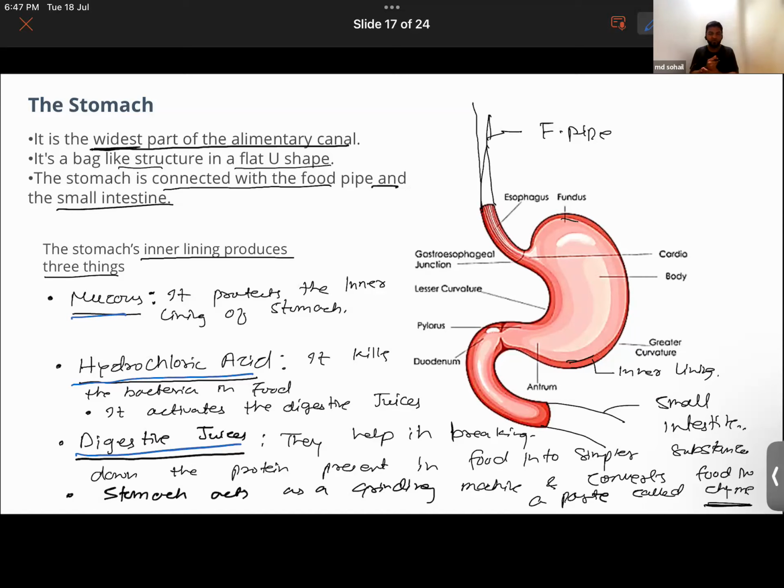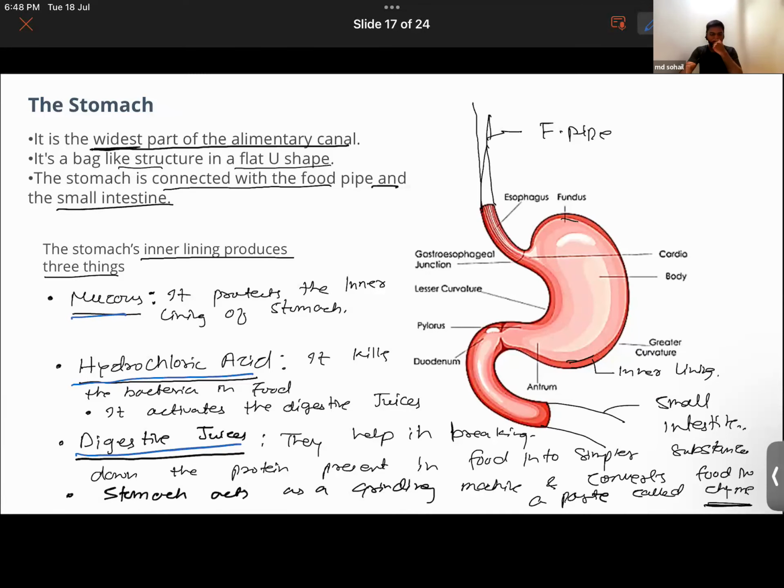Explain to me what the functions of the digestive juices were. They help in the breakdown of the proteins into simpler substances. Good. And anything else? They help in the breakdown of proteins in the stomach.